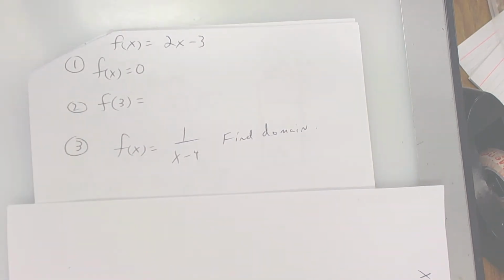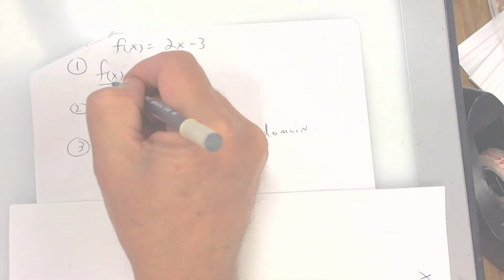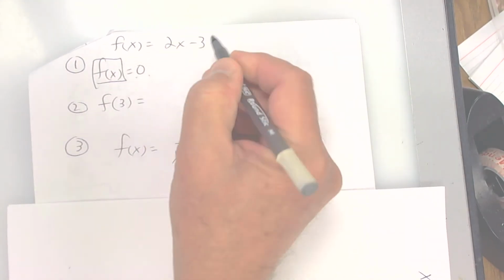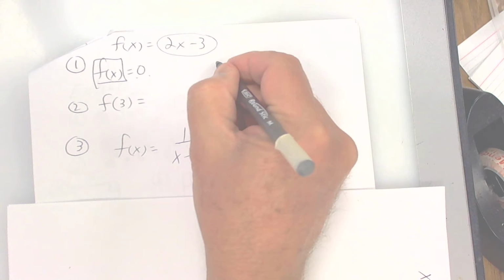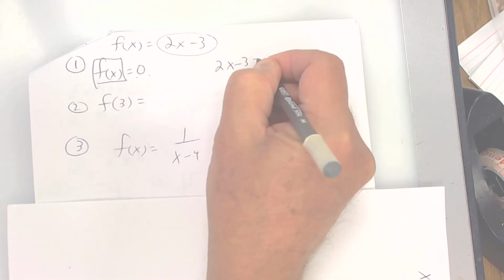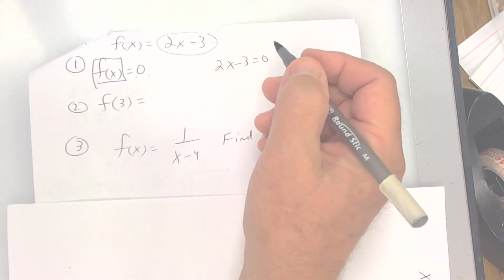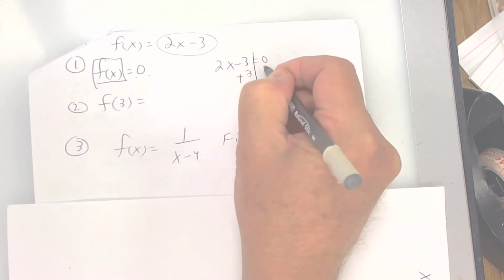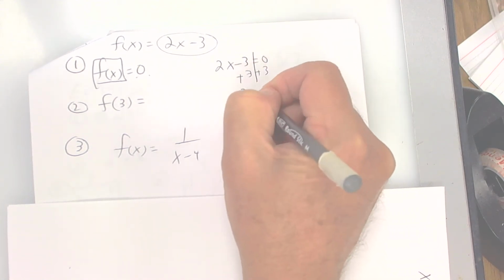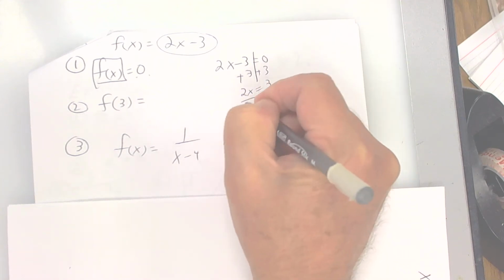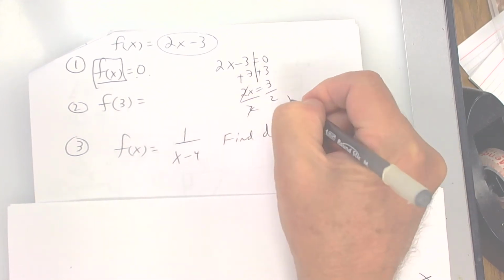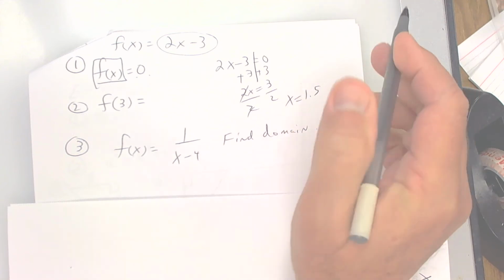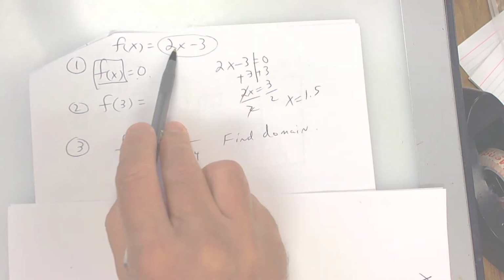Now look, there are 2 things going on here. This one says take the function and set it equal to 0. So here's your function. You're going to say 2x minus 3 equals 0. That's type 1. So here you're going to solve this by adding 3 and then dividing by 2. So you get x equals 1.5. So if you put 1.5 here, you're going to get 0.